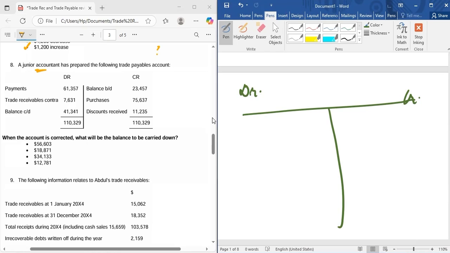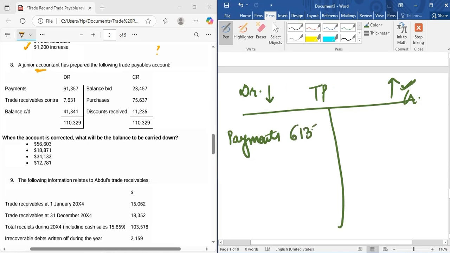So some payments were made. These payments are on the right side because the trade payables are our liability and liabilities have a credit balance. But now when we are paying our trade payables, our liability is decreasing. So in order to decrease the trade payables, we will debit it, because trade payables have a credit balance. On the credit side, the trade payables would increase, and on the debit side, trade payables would decrease. So payments would decrease the trade payables. So this amount of 61357 is on the correct side. This is correct.